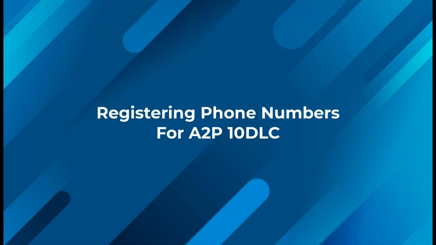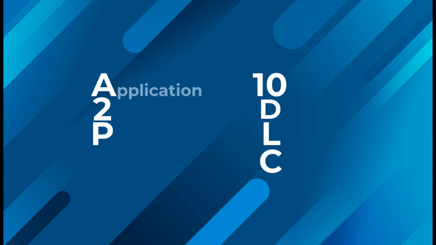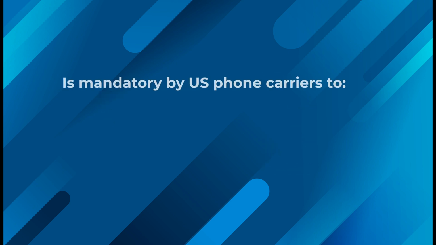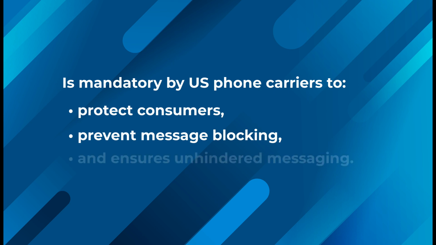If you're sending text messages from a U.S. phone number, you must complete an A2P 10DLC registration. A2P 10DLC combines application-to-person messaging with 10-digit long code phone numbers for effective communication, and compliance is now mandated by U.S. phone carriers to protect consumers, prevent message blocking, and ensure unhindered messaging.